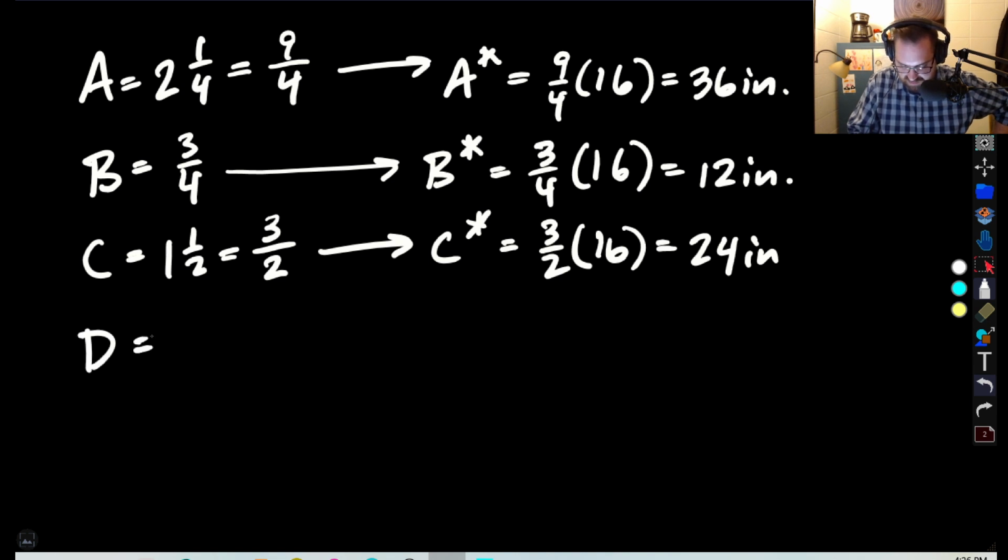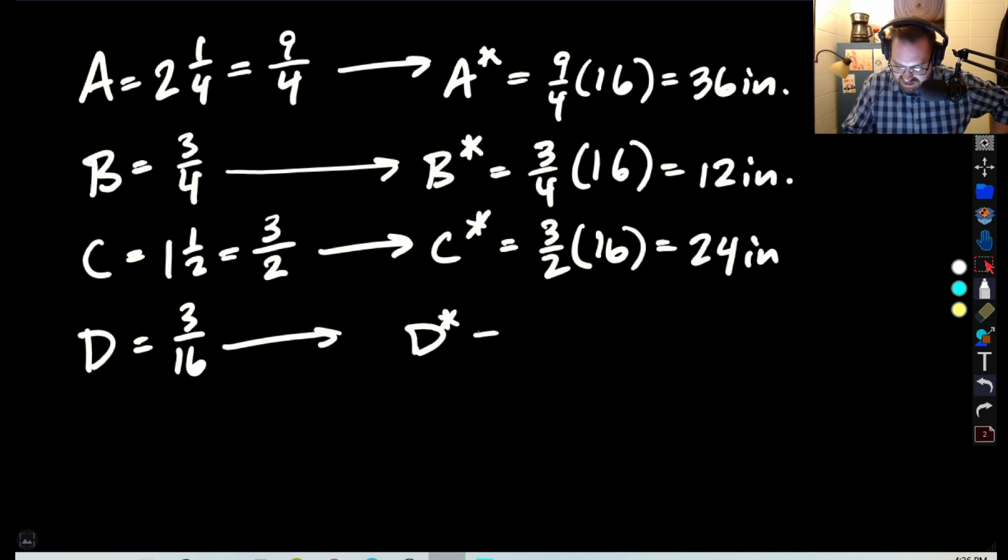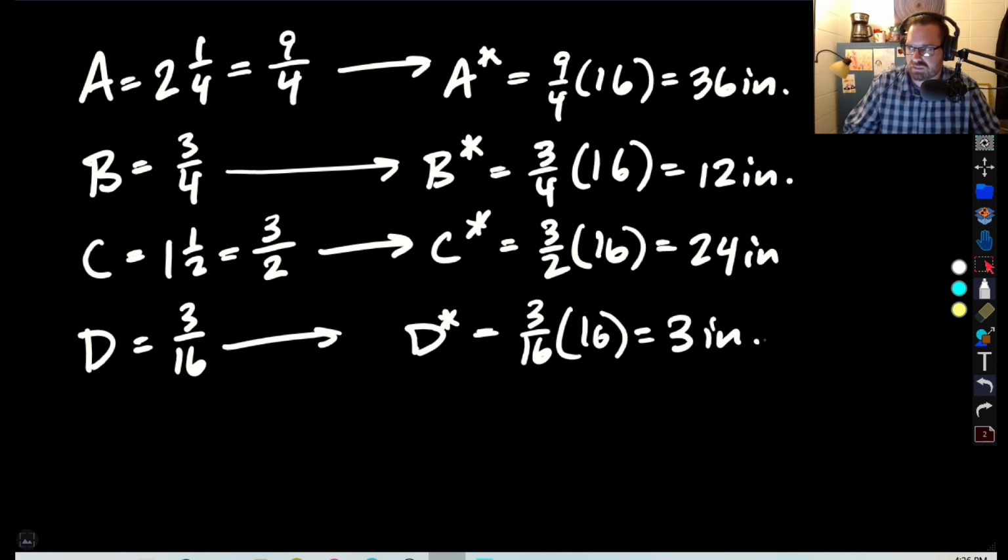And last but not least, my D is 3/16. That's already in its proper form, so my D star is going to equal 3/16 times 16, which in this case is equal to 3. So that's going to be the solution for these kinds of problems. Normally speaking, you could take the proportion and multiply and do all kinds of stuff. We don't need to do that in this case because the scale they're giving you is already a scale of 1. So to scale it up, you just multiply it by the second number.